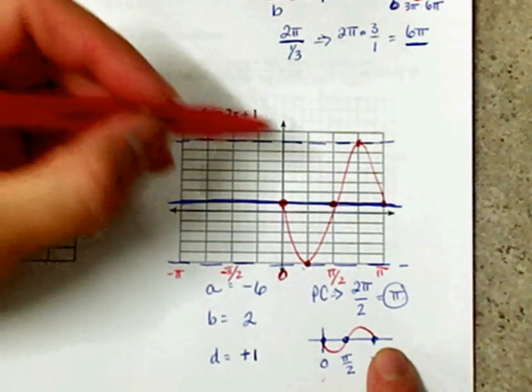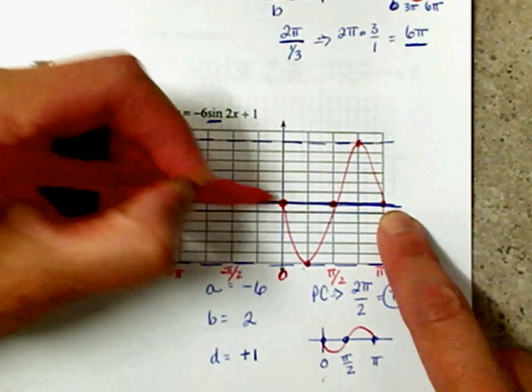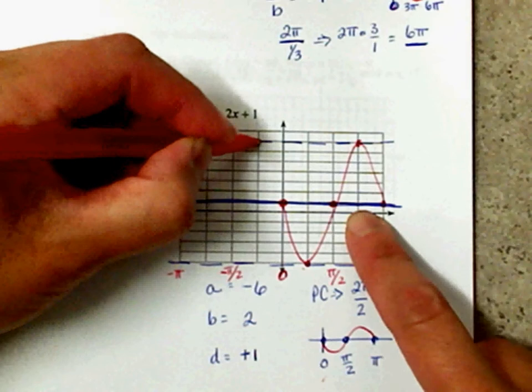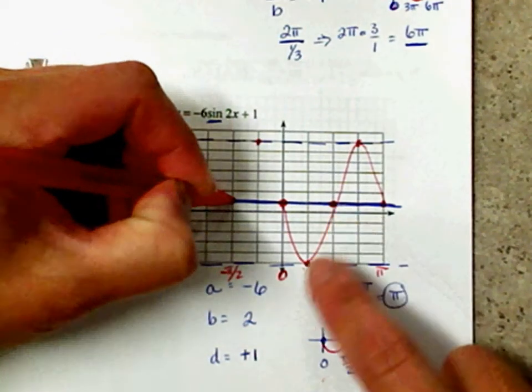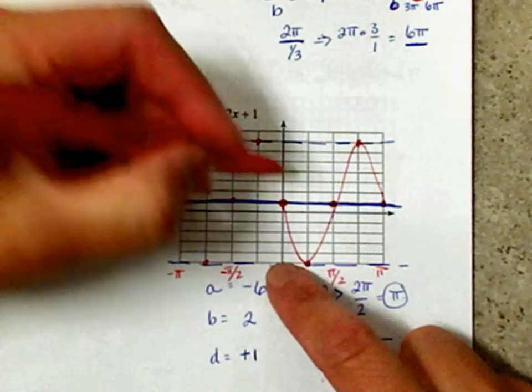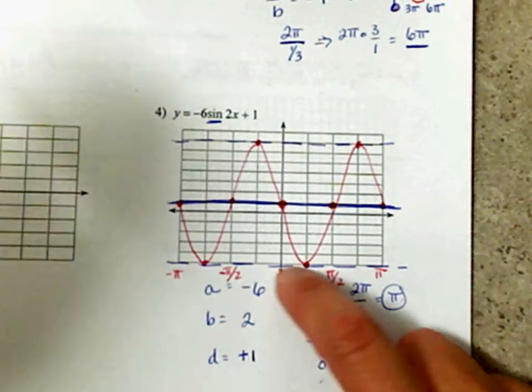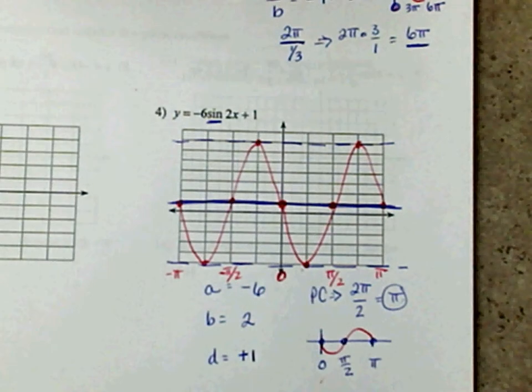So, right here. Next tick mark, go up. Next one, come back to the center. Next one, go to the minimum. Next one, back to the center. Get back to your midline. Continue on. And there you have 2 periods of negative sine graph.